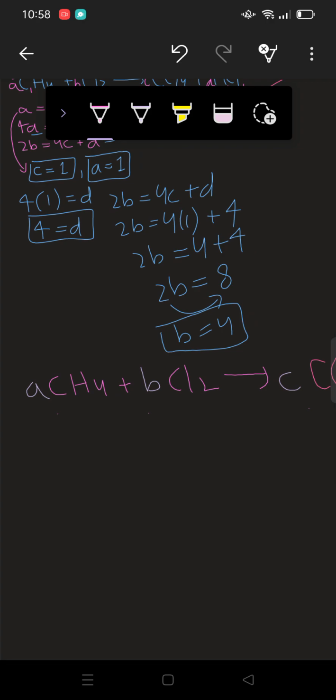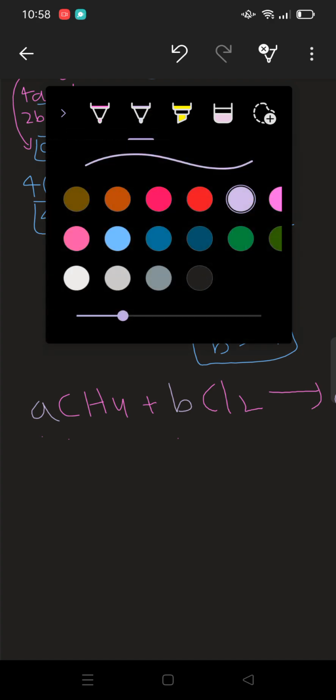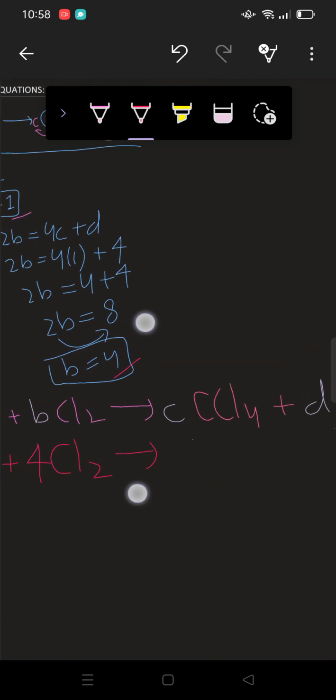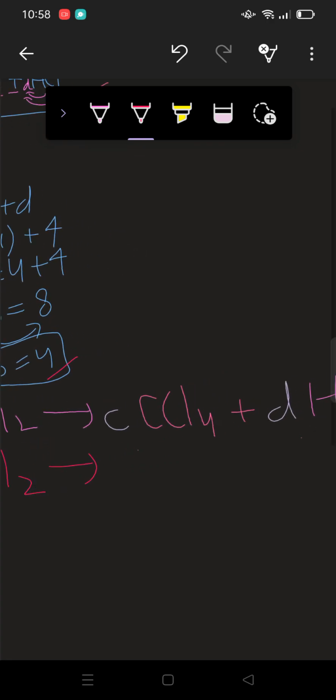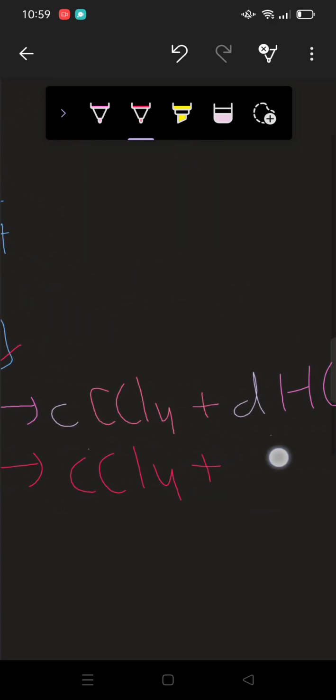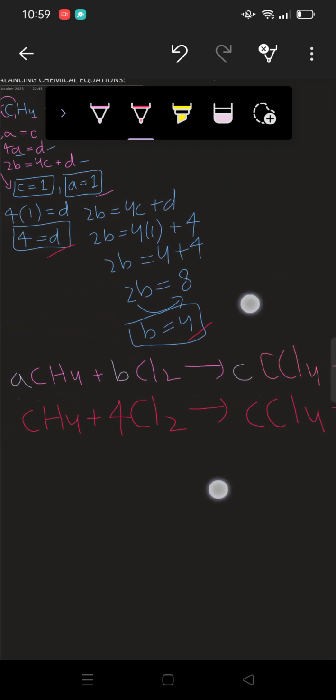now let's put them in. So the A value is 1. If you put 1, there is no need to write 1, right? So again this would be CH4 plus the value of B is 4. So let's put 4 instead of B. Cl2 is equal to the value of C is 1. We are not writing 1. Plus the value of D is 4, so putting 4 instead of D. Now let's see, is this equation balanced or not?